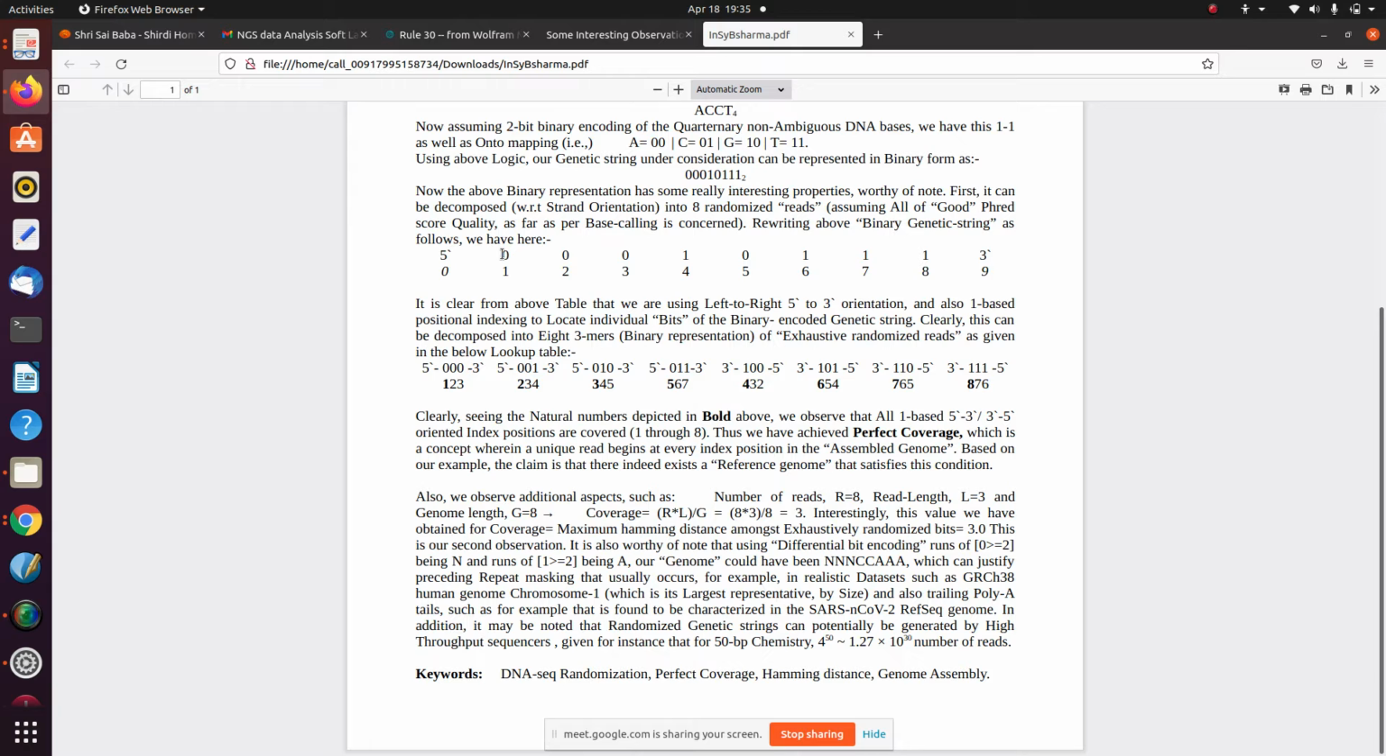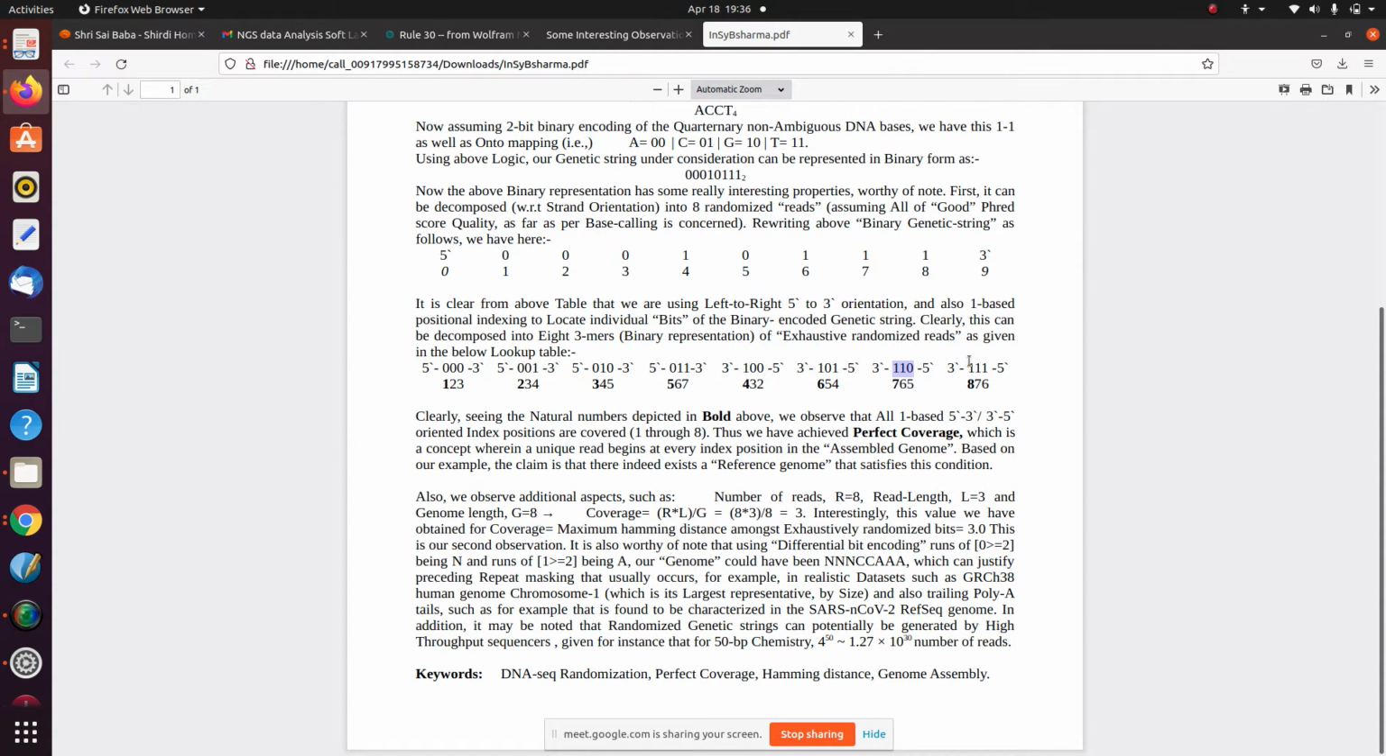Let me establish that this is the reference genome. These are the 8 reads. What is the specialty of these 8 reads? These 8 reads are all the possible 3 length reads we can have in binary. In 3 length binary, these are all the 8 combinations, right? There is no other combination. These are all the possible 8 combinations.